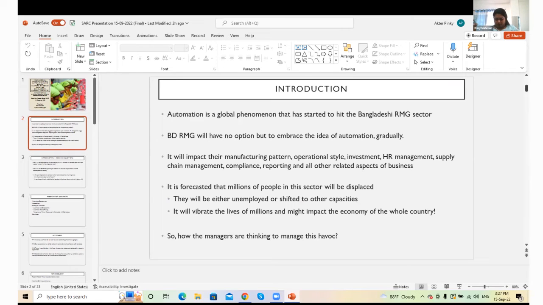First of all, I will talk about automation in the Bangladeshi scenario. Automation is a global phenomenon that has started to hit the Bangladeshi RMG sector. Bangladeshi RMG will have no option but to embrace the idea of automation gradually. It will impact their manufacturing pattern, operational style, investment, HR management, supply chain management, compliance, reporting, and all other related aspects of business. It is forecasted that millions of people in this sector will be displaced. Either they will be unemployed or shifted to other capacities, which will shake the lives of millions and might impact the economy of the whole country. So how are the managers thinking to manage this havoc?